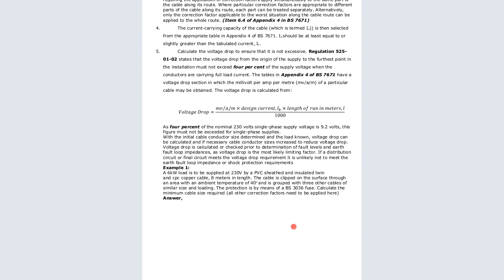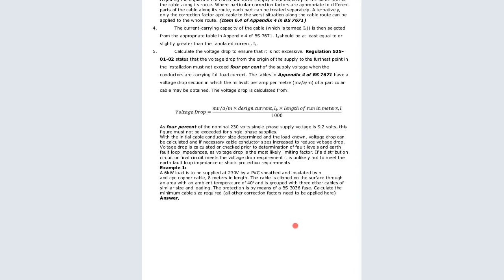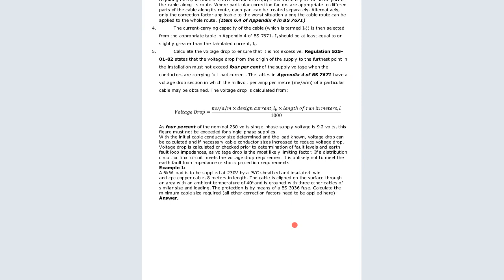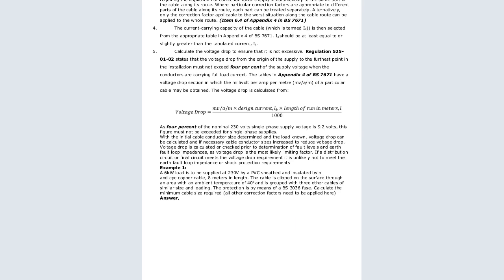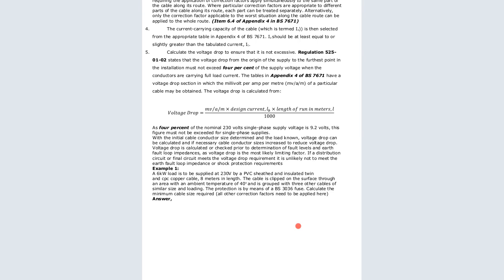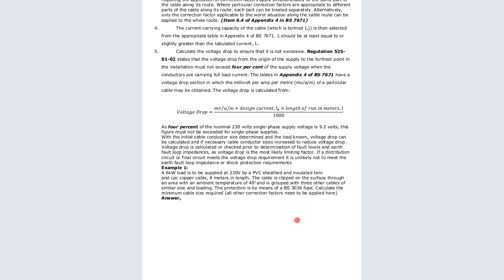A 6 kilowatt load is to be supplied at 340 volts by a PVC sheathed and insulated twin and CPC conductor cable that is 8 meters in length. The cable is clipped on the surface through an area with an ambient temperature of 40 degrees, and it is grouped with 3 other cables of similar size and loading.